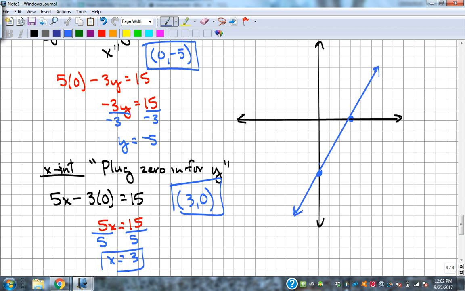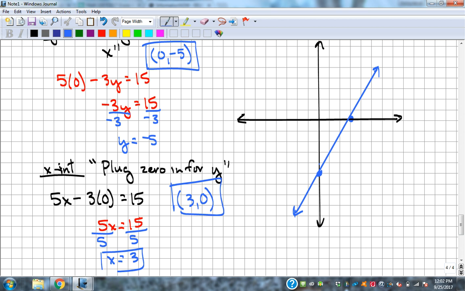I've graphed my line using the X and Y intercepts. Now that works wonderfully until that X or Y intercept is the origin, and then it doesn't work. Because if the X and Y intercept is the origin, you only have one point. You can't connect it to itself. You don't know what direction it goes in. So if the origin ends up being your X or Y intercept, you need to make a table anyway.